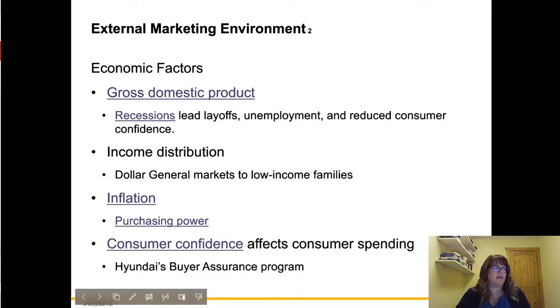Economic factors influence almost every marketing decision a firm makes. Economic conditions impact consumers' willingness and ability to buy products. Consequently, firms must create, communicate, and deliver value in a way that's appropriate for the current economic climate. 4 economic elements influence marketers: gross domestic product, income distribution, inflation, and consumer confidence.